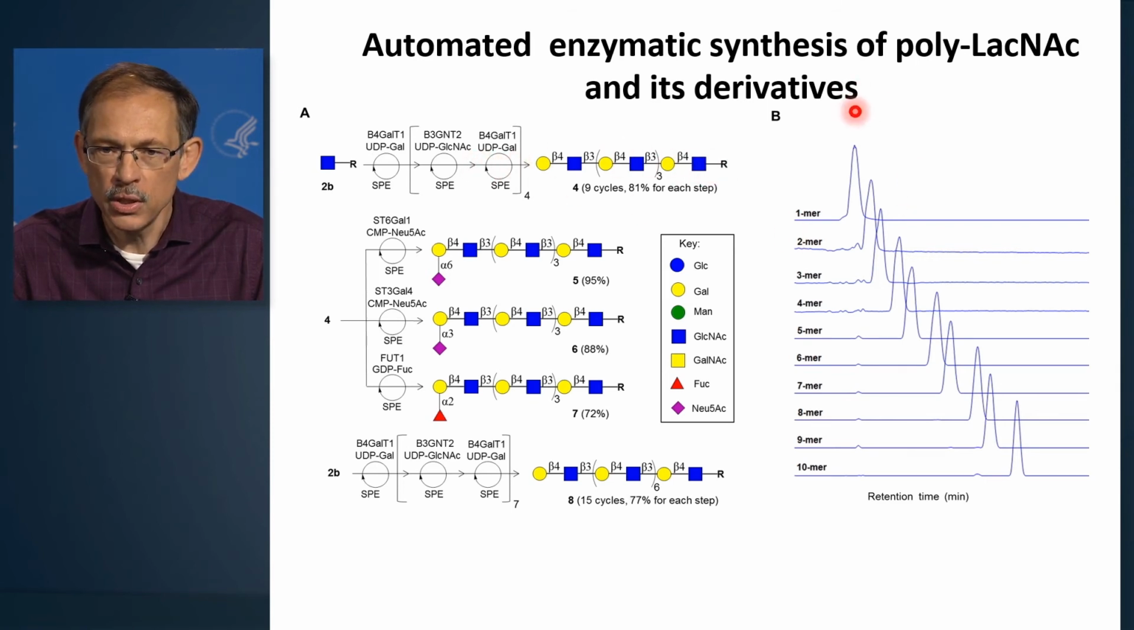And here you see a trace analysis of each step by HPLC. And you can see that the reactions perform extremely efficiently and that high quality final products are obtained. These compounds can then be further derivatized by using other enzymes, and we can, for example, install a sialic acid at a 2,6 or a 2,3 manner, or we can install an H-type antigen by using a fucosyl transferase.